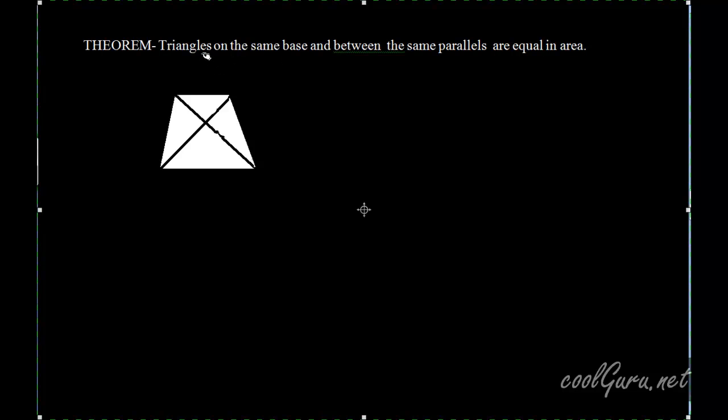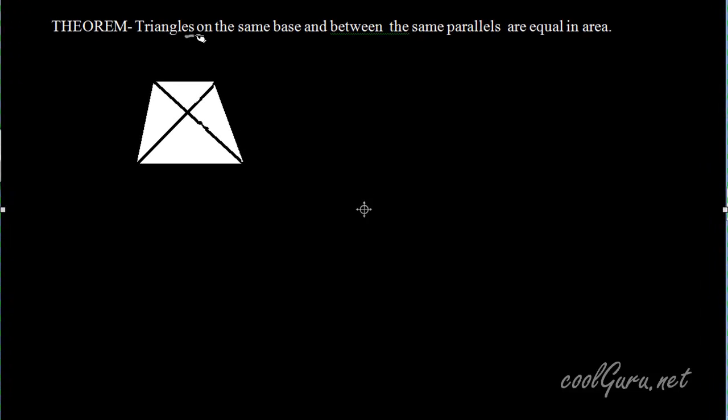In this video, we will find the relation between areas of two triangles which are on the same base and between same parallels. Now consider this figure. Let this triangle be ABC and PBC is another triangle. Both the triangles are on the same base BC and between same parallel lines AP and BC. AP is parallel to BC.